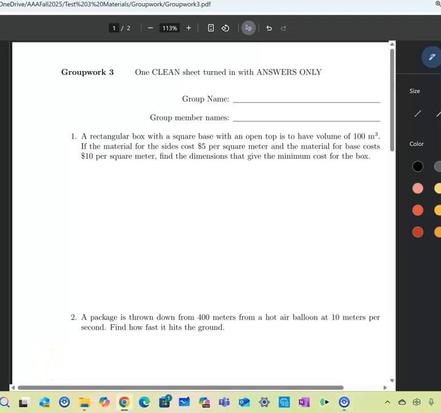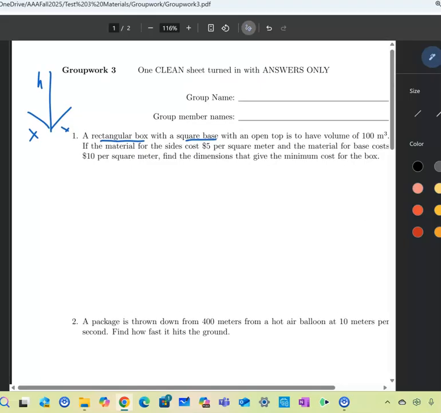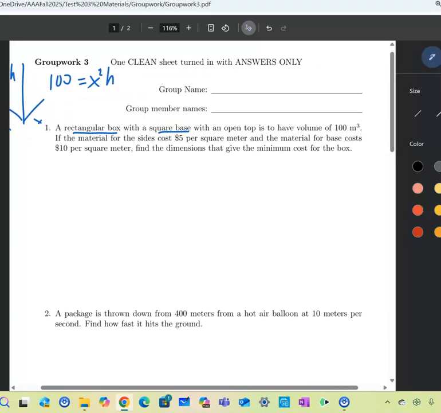We've got a rectangular box that has a square base. So x and x, and then some height h. And it's supposed to have a volume of 100 cubic meters. So that's 100 equals x squared h. All right, so we're trying to minimize the cost.